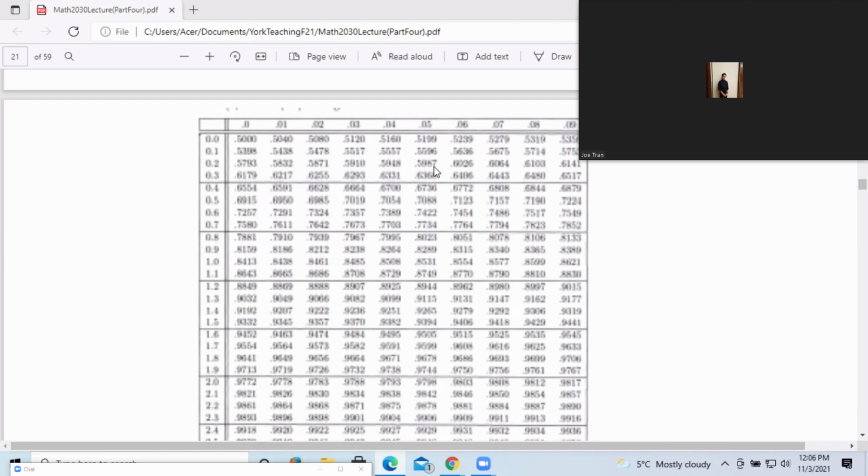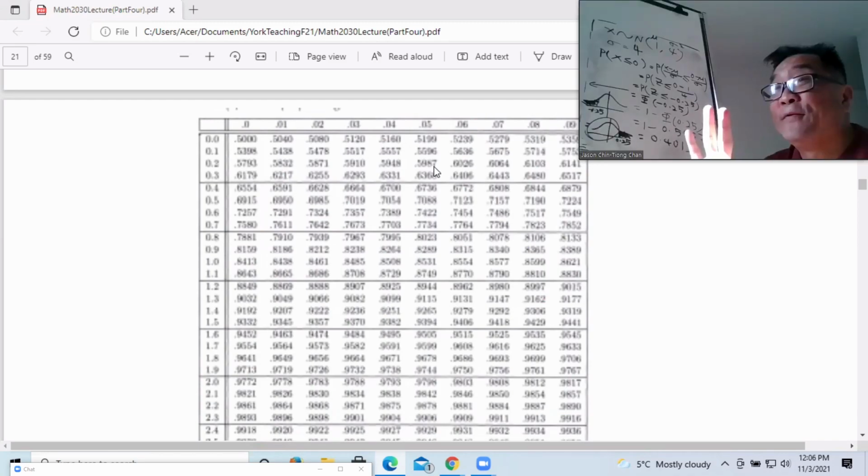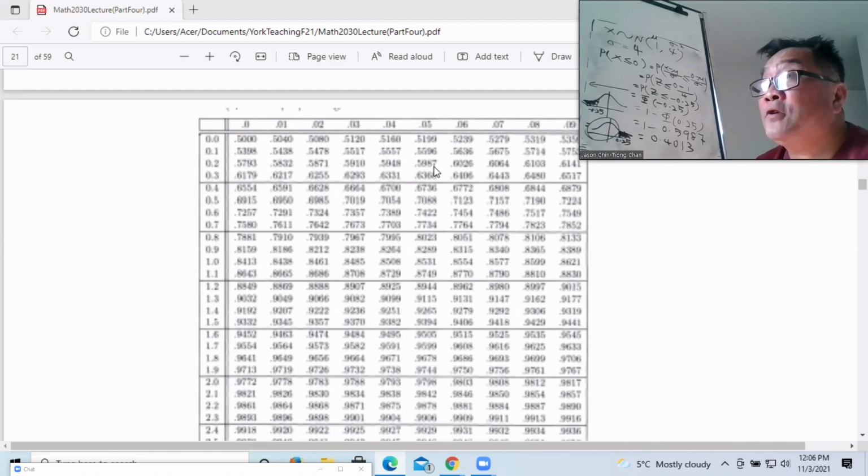Yes, there are some tables that have the negative Z value. Different tables: one goes to the left, one goes to the right, one goes to the center. Sometimes they have a negative table. I have no problem, but you have to make sure that you know how to use it. I always focus on this table for this course. You can download one because this is an open book test, but you have to make sure you know how to use the table.